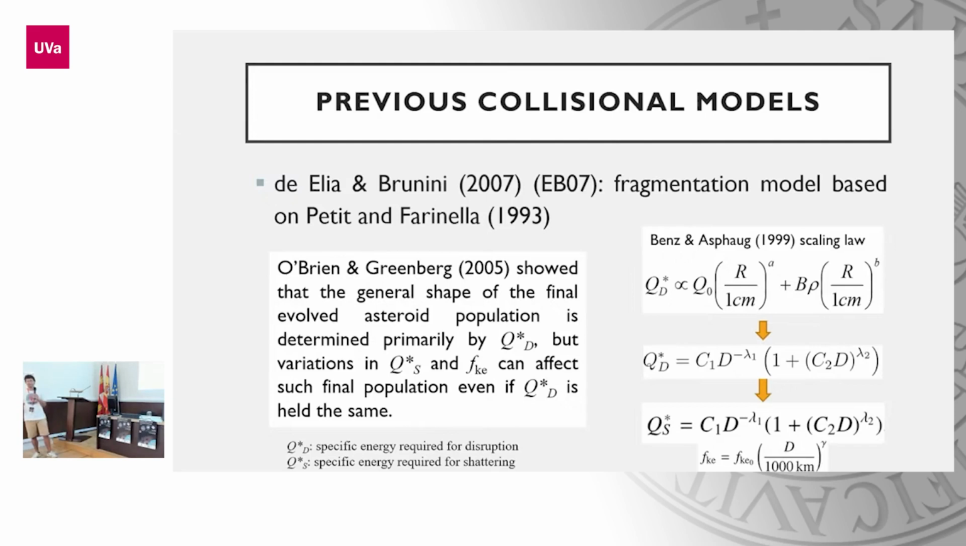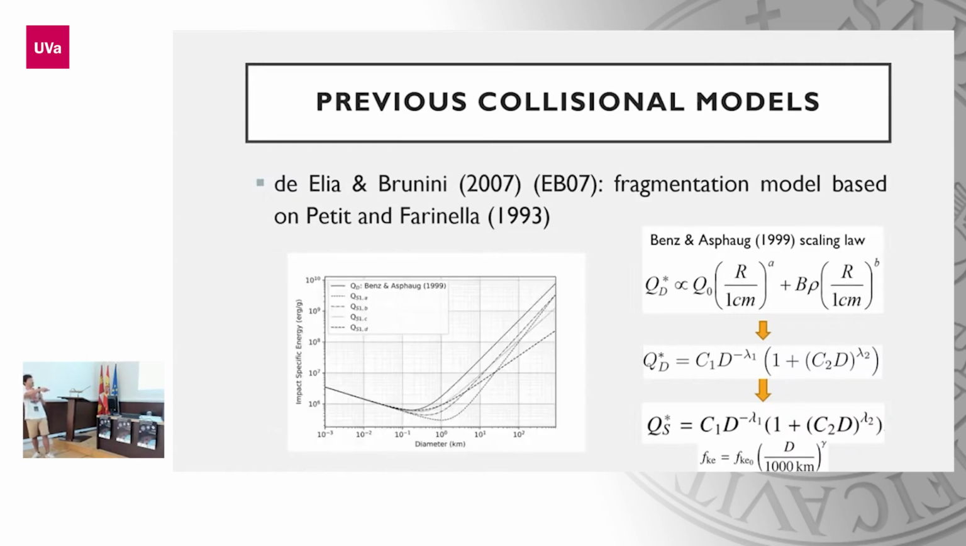And the relationship between these two parameters is not so clear. So if we take a scaling law of QD, such as the Benz and Asphaug one, we can reformulate it to this form, and by changing the parameters C2 and lambda 2, we can create a family of QS scaling laws that underlie the QD in the gravitational regime. The gravitational regime is the regime in which gravitational effects are most significant, such as reaccumulation of the fragments into the larger body.